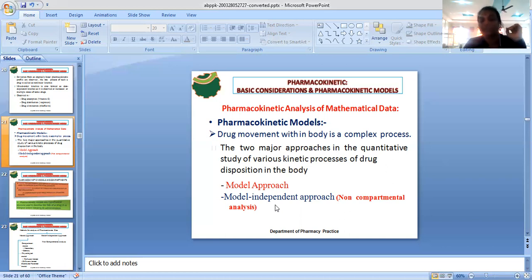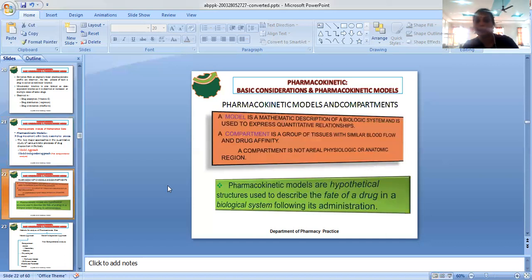Before going to the different compartment models and how to differentiate one compartment model from another, let us have an idea of what a model is and what a compartment is. You are saying model approach and non-compartmental analysis. What is a model, what is a compartment, and for what purpose will it be used in the quantitative estimation of the disposition process of the drug?